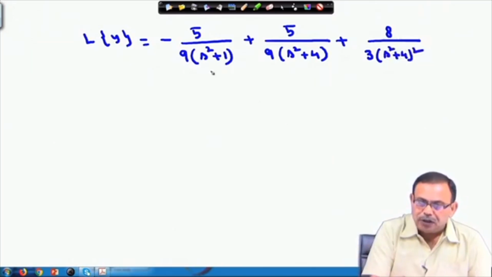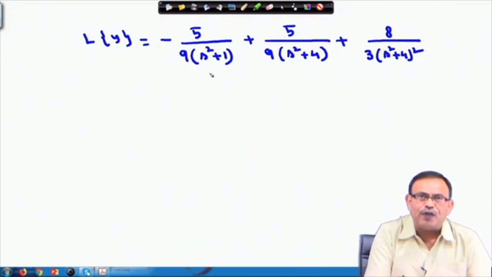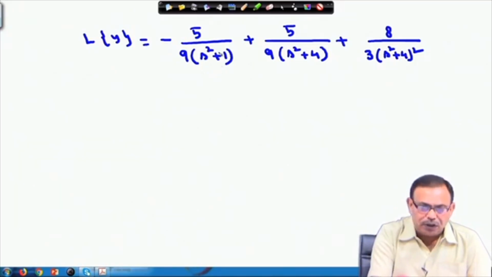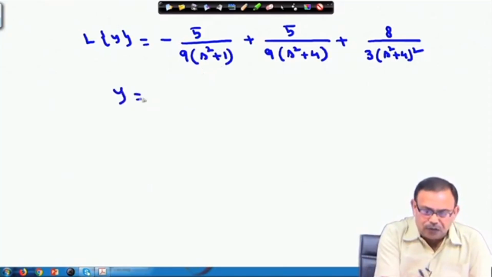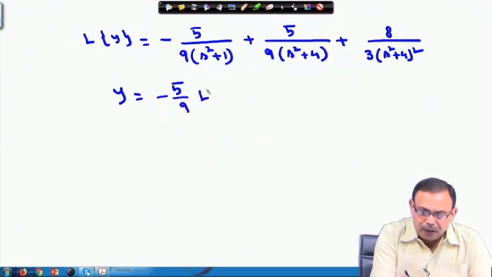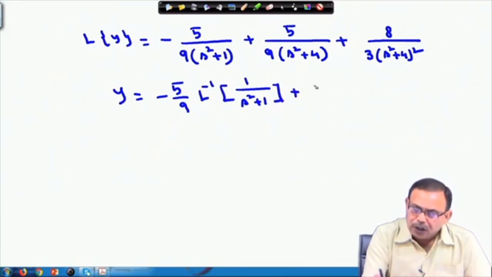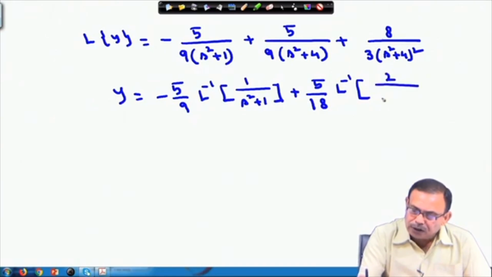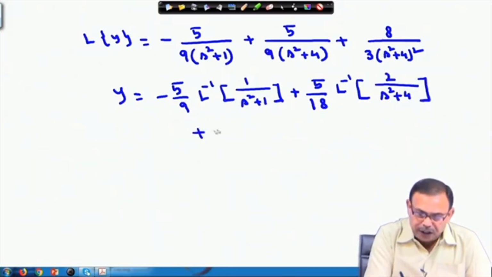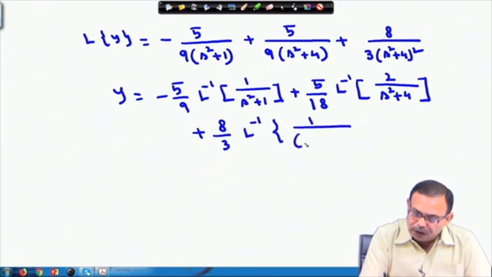Once I am getting these individual 3 terms with only one factor in the denominator, and whose inverse Laplace transform is known to me, now I can write down y equals minus 5 by 9 Laplace inverse of 1 by s square plus 1, plus 5 by 18 Laplace inverse of 2 by s square plus 4, and this will be plus 8 by 3 Laplace inverse of 1 by s square plus 4 whole square.